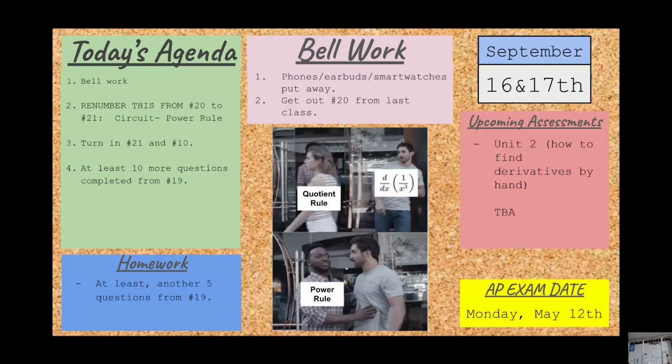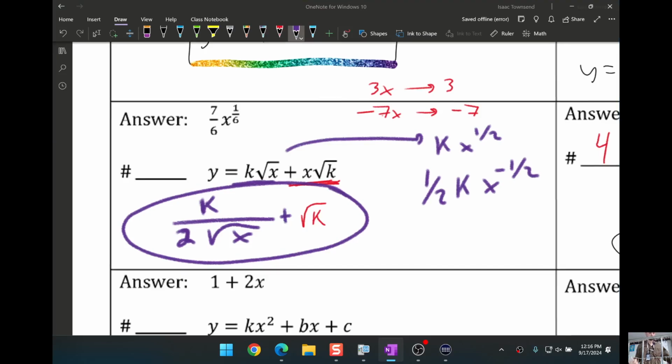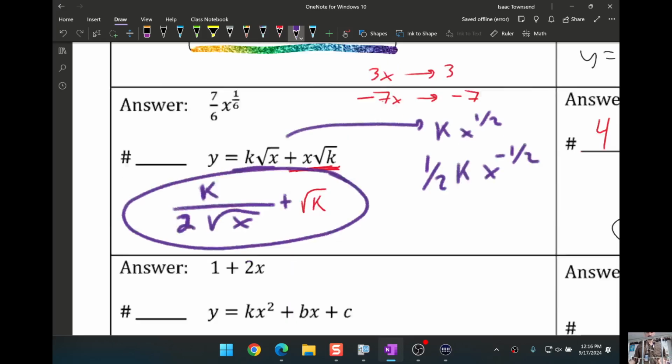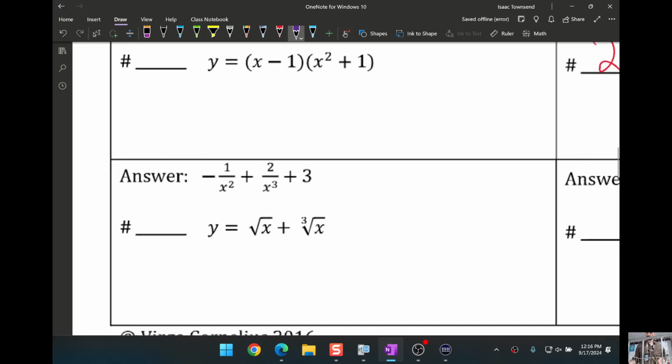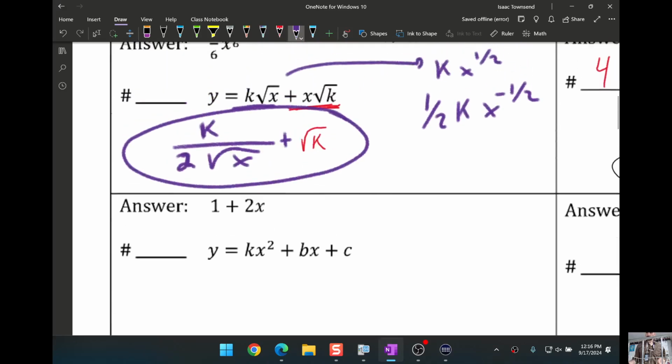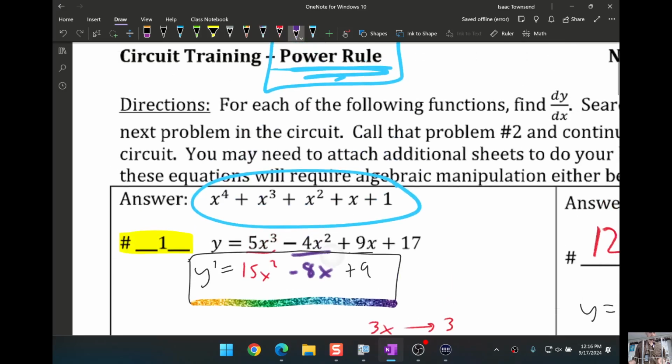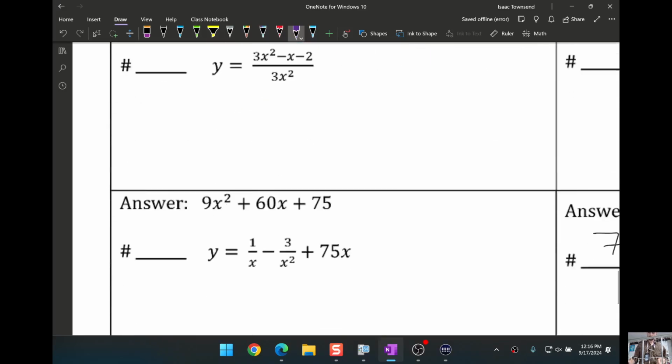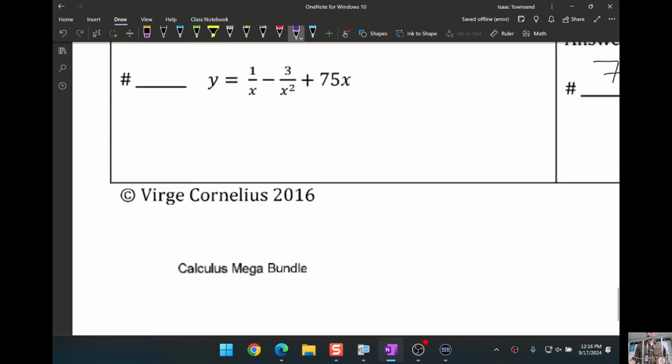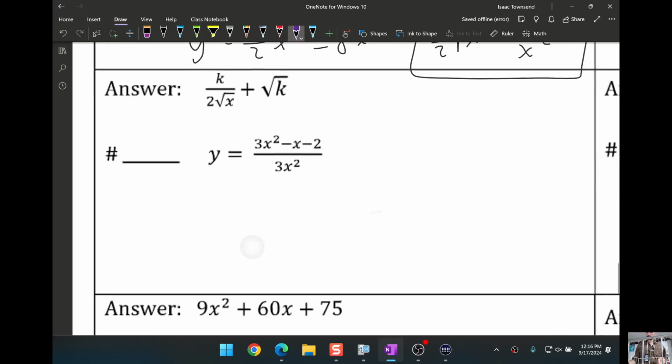Mr. Townsend, can you do the fifth one on the left column on the back? Where the answer is k over 2, the one that we just did, or not that we just did, but it was the answer to. This one?